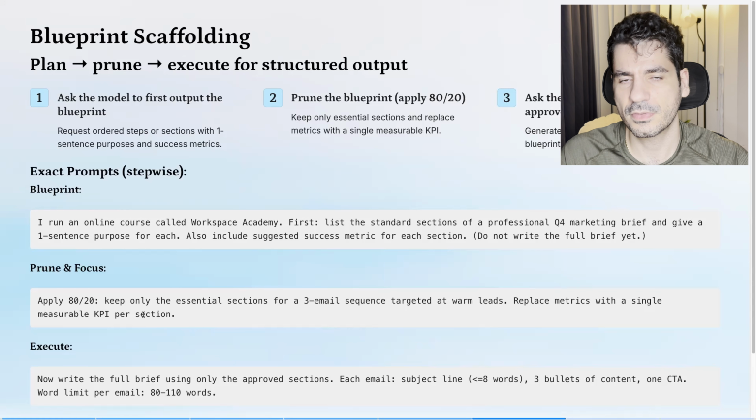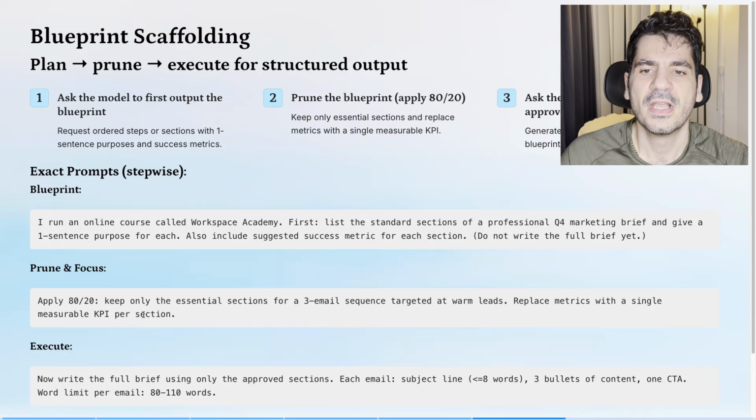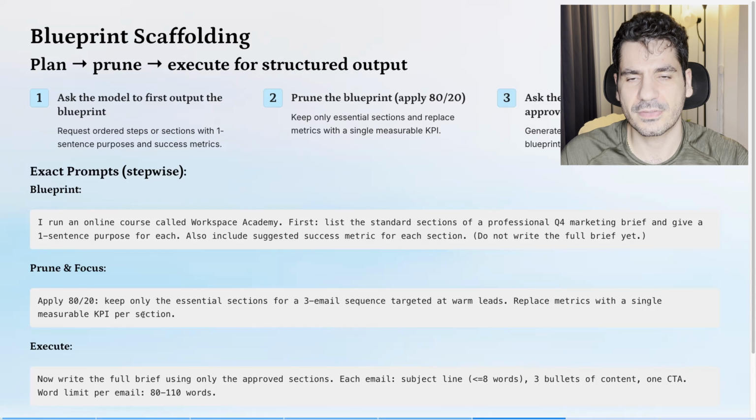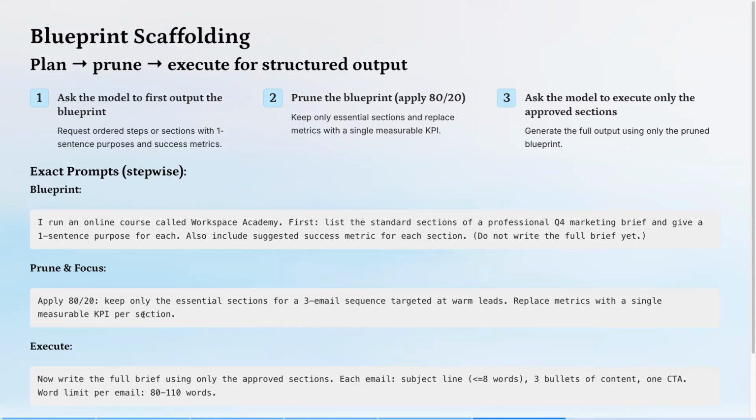So you prune the blueprint. For example, you can use the 80-20 rule. You want to keep the essentials and replace a metric with a single measurable KPI rather than being verbal and going off the rails and so on. Then you will ask the model to execute only the approved sections. Some of them you're gonna manually reject, some of them you're gonna update, and then you're gonna generate the response using your pruned blueprint.